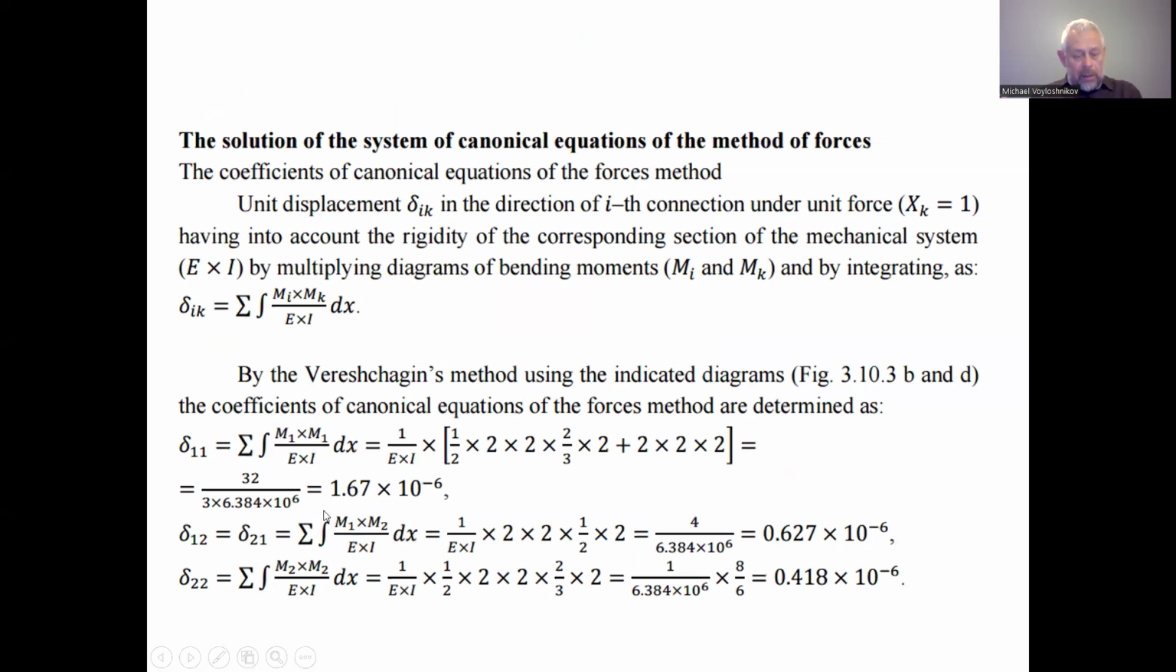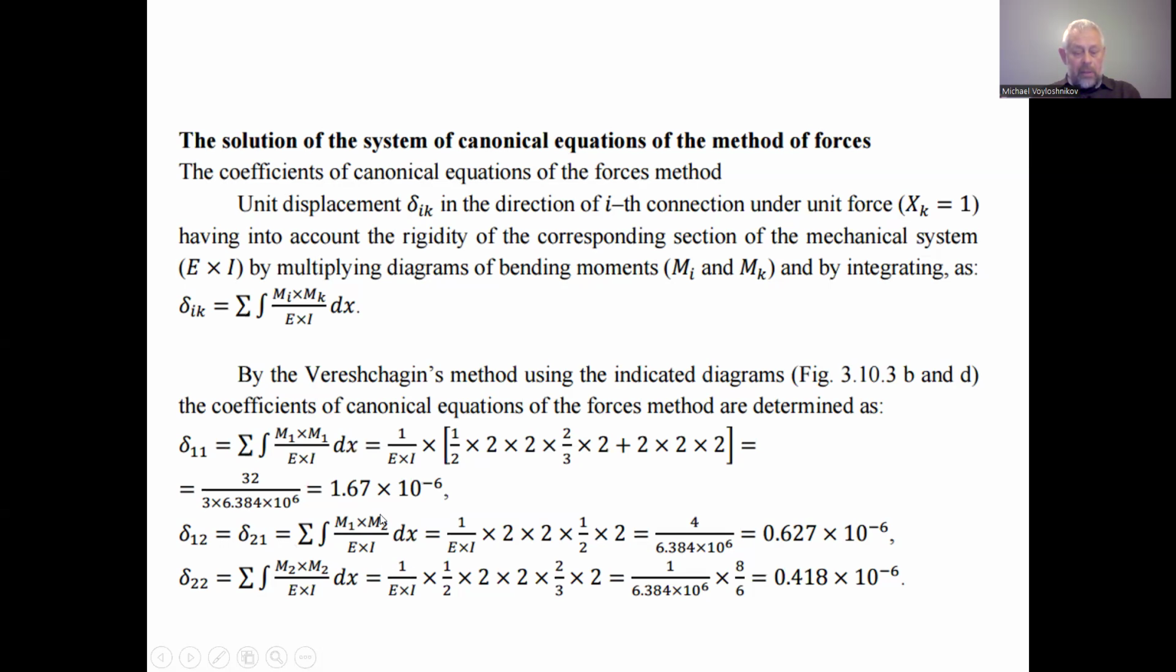And we next can substitute all the magnitudes in the equation and find that the displacement in the first direction under action of the unit force in the same direction is 1.67 times 10 to the power of minus 6. The same for δ12, and considering the reciprocity, the displacement in direction 1 under the force applied in direction 2 has to be equal to the displacement in direction 2 under the action of the force applied in direction 1.